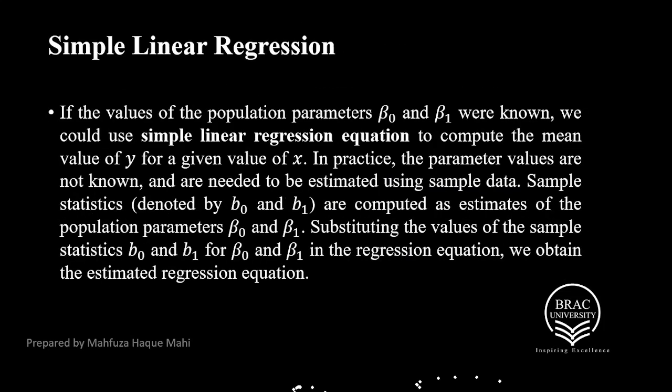If the values of the population parameters beta 0 and beta 1 were known, we could use the simple linear regression equation to compute the mean value of y for a given value of x. In practice, the parameter values are not known and need to be estimated using sample data. Sample statistics, which are denoted by b0 and b1, are computed as estimates of the population parameters beta 0 and beta 1. Substituting the values of the sample statistics b0 and b1 for beta 0 and beta 1 in the regression equation, we obtain the estimated regression equation.